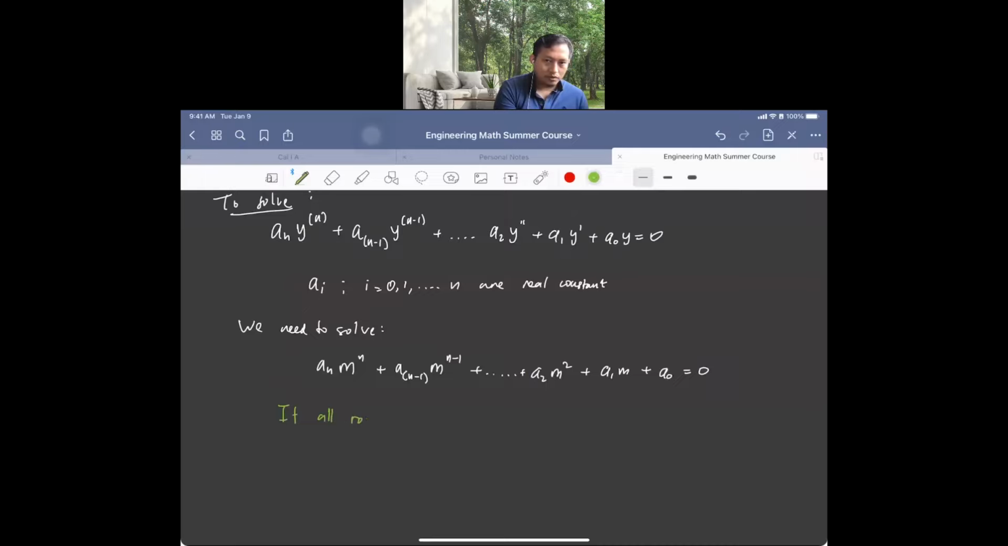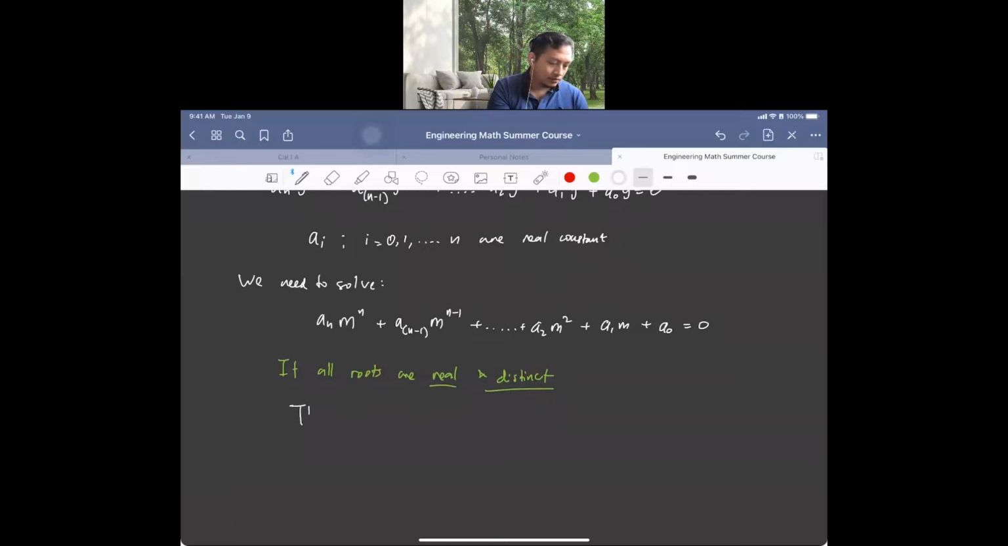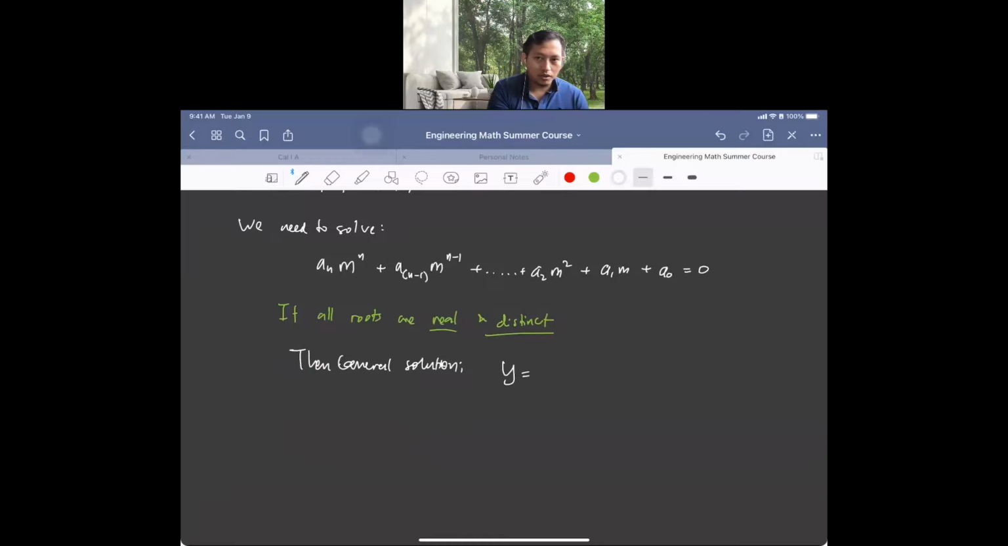Now if all roots are real and distinct, which is the first case, then the general solution we can write as y equals c1 e^{m1 x} plus c2 e^{m2 x} plus dot dot dot c_n e^{m_n x}.